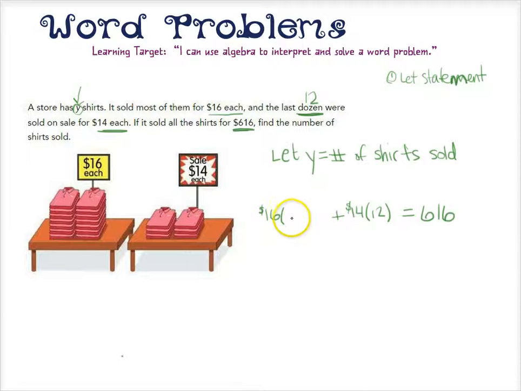It's going to be multiplied by something, and that something is going to have to do with y. We haven't even used it yet. But it can't just be y, because they weren't all sold for $16, and that's what y represents. y represents all of the shirts sold. So that comes back to that dozen. It says the last dozen were sold at a different price. So if I take my y, which is all of them, and I take away the dozen that were already sold that I know about, that's the other non-dozen shirts. So I have my equation.